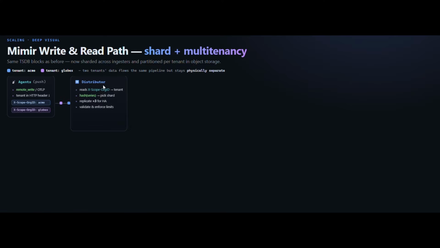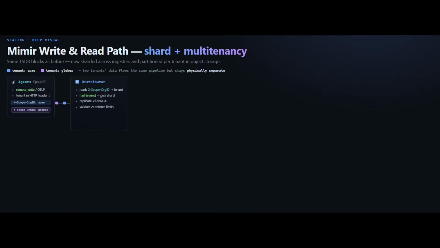The next thing is the distributor. It is a separate component in Mimir. Mimir is by Grafana, by the way. The distributor reads the header, which acts as the tenant, and does the same hashing of the series which we saw earlier in vanilla Prometheus. This helps us pick the shard. Shards are nothing but different nodes or systems. Now we also decide a replication factor, which was missing in our vanilla Prometheus. For high availability, we will replicate it, let's say 3 times.